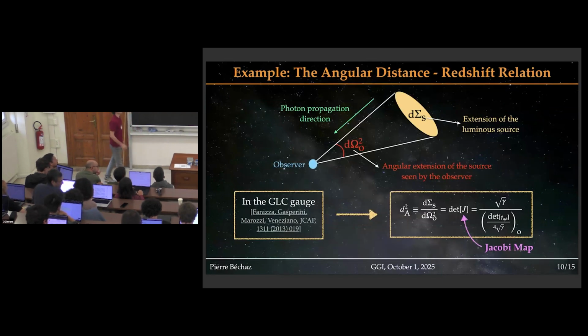The second kind of cosmological observable we are computing is the angular distance redshift relation. We know that in general it is connected to the determinant of the Jacobi map, which is a way of relating an observer to a source, accounting for the deviation effects geodesics are subject to because of the curvature of spacetime, so because of GR. And what's nice is that in GLC gauge, the Jacobi map admits a very simple non-perturbative formula in terms of the determinant of the gamma AB matrix I have introduced so far, so the induced metric on the intersection between a tau equal constant hypersurface and the past light cone of your geodesic observer.